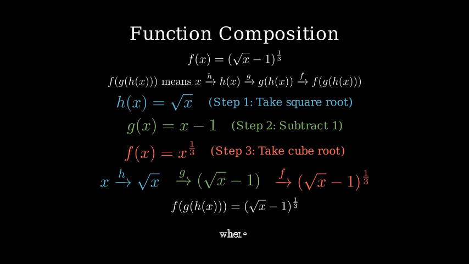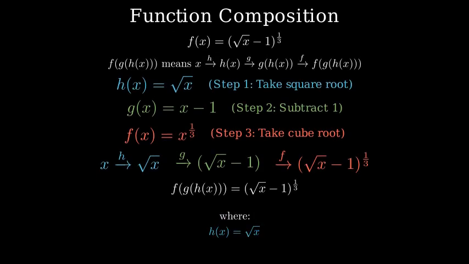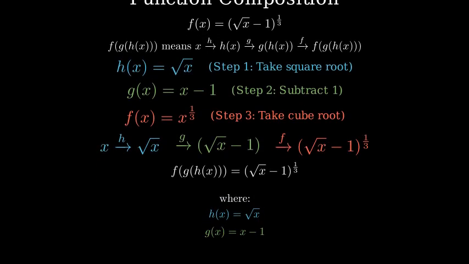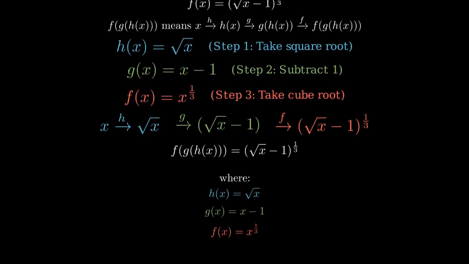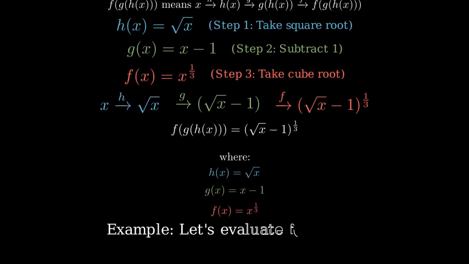Therefore, our function can be written as f of g of h of x, where h of x equals square root of x, g of x equals x minus 1, and f of x equals x to the 1/3 power. Let's verify this with an example. Let's say x equals 16.